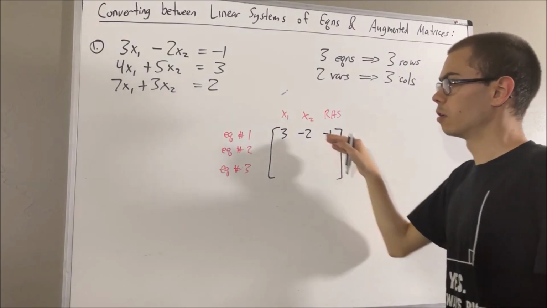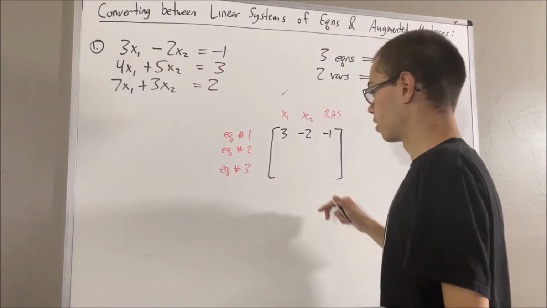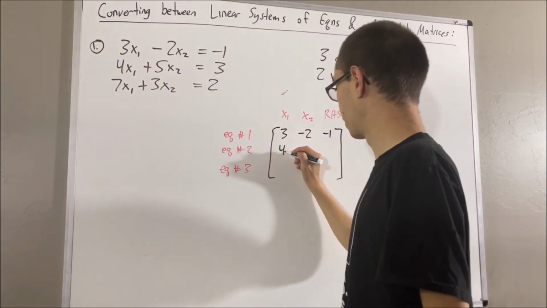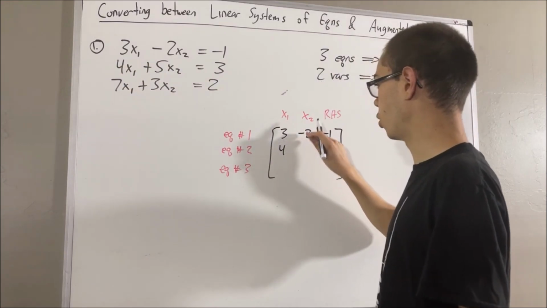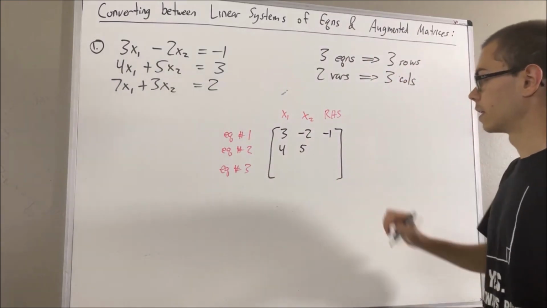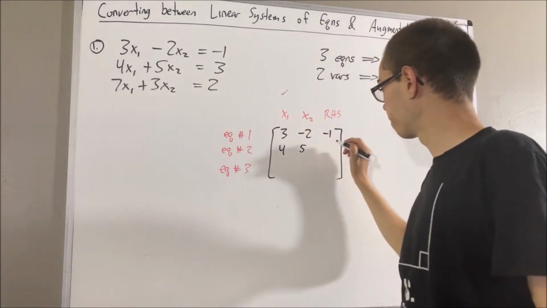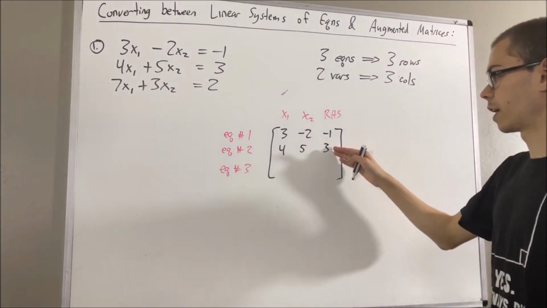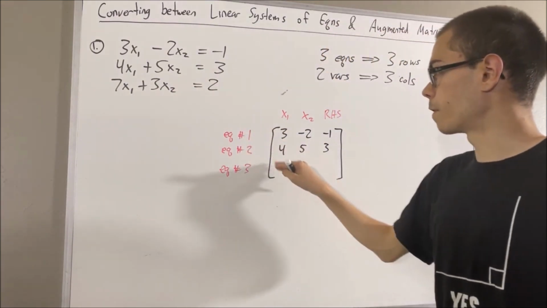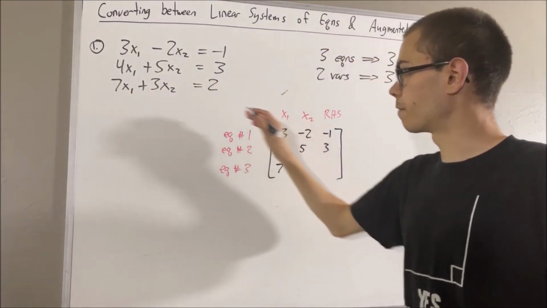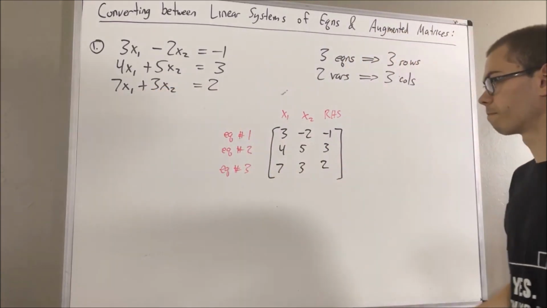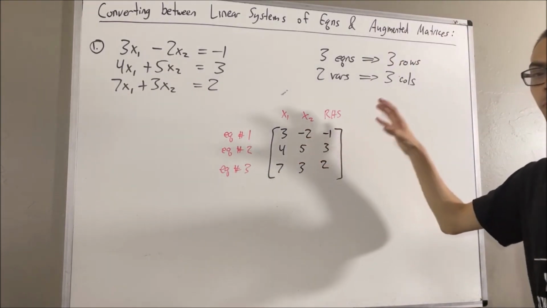As for the second row, we're looking at our second equation, right? So starting with the first entry, we're looking at the coefficient in front of x1, which is a 4. For our second entry, we're looking at the coefficient in front of x2, which is a +5, right? So it's a +5. And as for the number on the right-hand side, that's a 3. Okay, and for our third row, we're looking at our third equation. The coefficient in front of x1 is a 7, the coefficient in front of x2 is 3, and our number on the right-hand side is a 2. So yeah, this would be our augmented matrix.